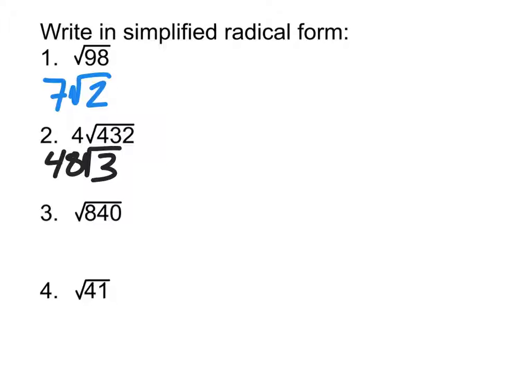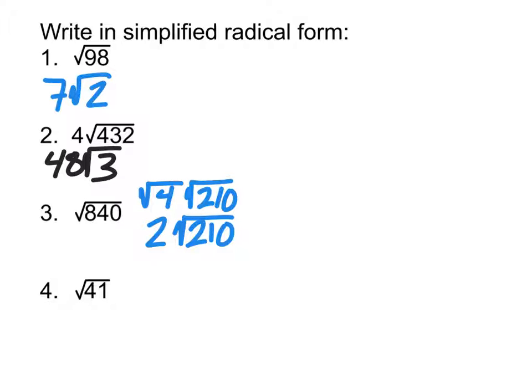All right, number 3 now. You start looking for the biggest perfect squares, and as I start looking through it, I end up having all sorts of trouble finding many of them. In fact, the only one I ended up finding was 4 that went into 840. So I start by writing it as root 4 times the square root of 210, because 4 times 210 gives me 840. Square root of 4 is 2, so I have 2 times the square root of 210.